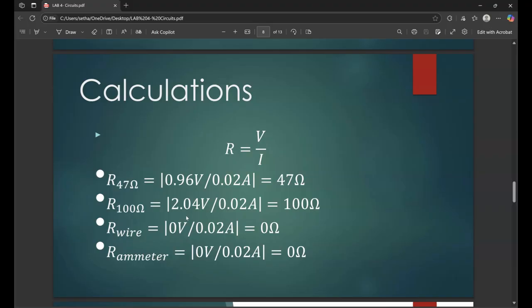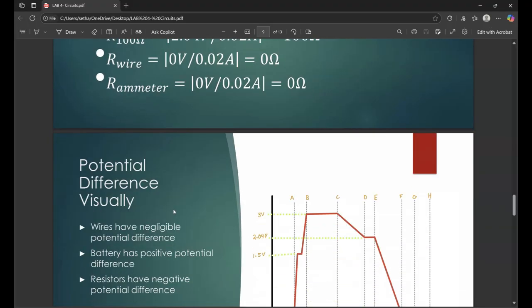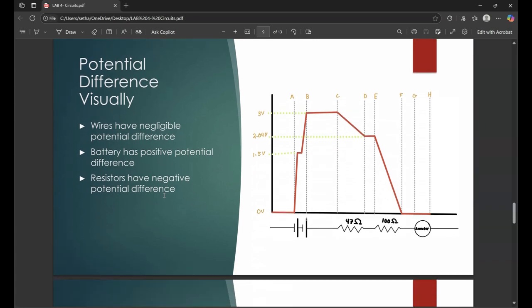So the potential difference, visually over here on this graph: wires have negligible potential difference, the battery has a positive potential difference, and resistors have negative potential difference. As you can see over here with our markings of 3, 2.04, 1.5, and 0 down here.